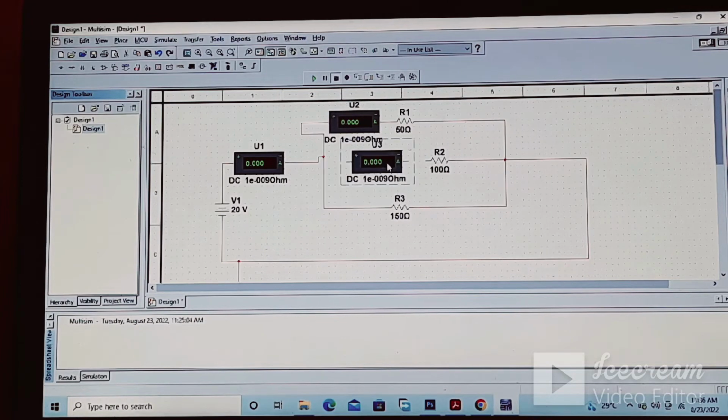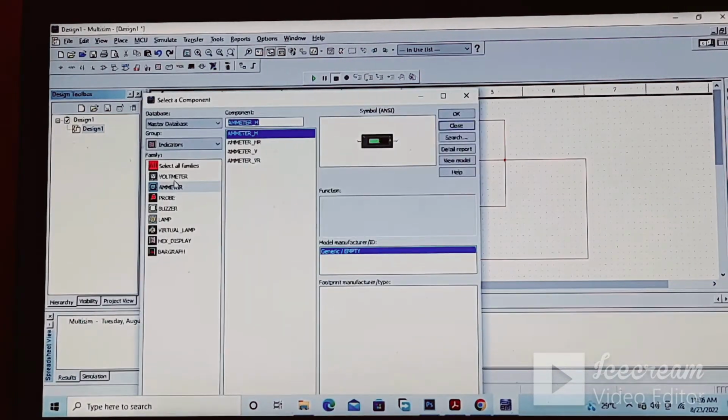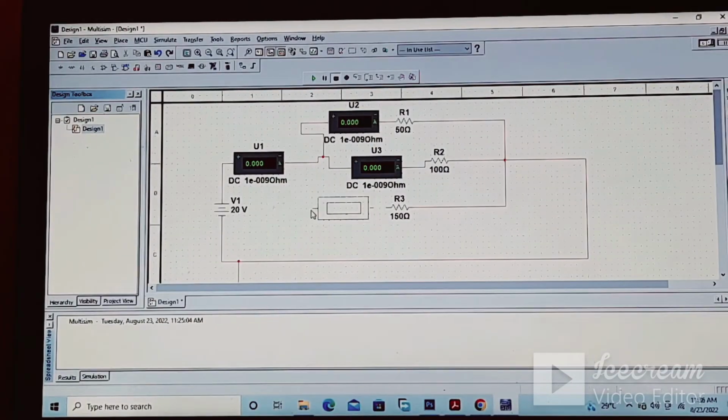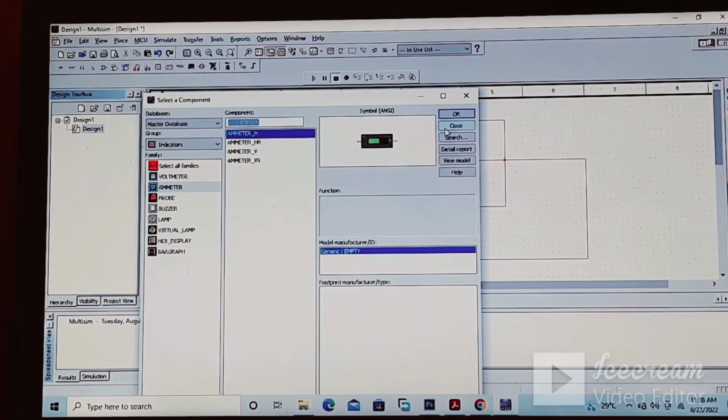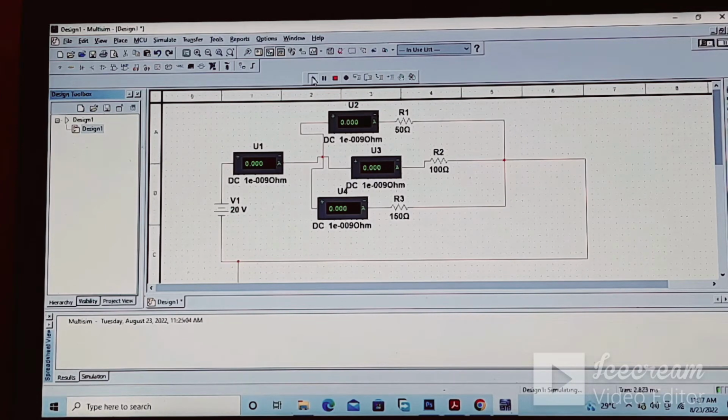This will give us the reading of the current flowing through the R2 branch, and if you want to measure the current at the R3 branch, this ammeter will give us the reading of the current through the R3 branch. So simulate this circuit. Now you can see this is the total current.